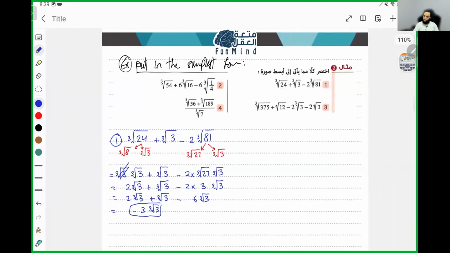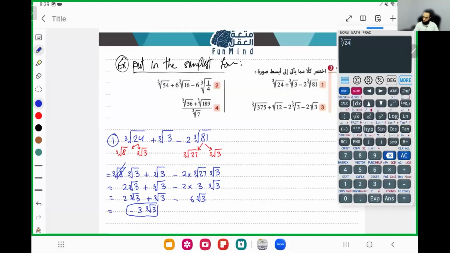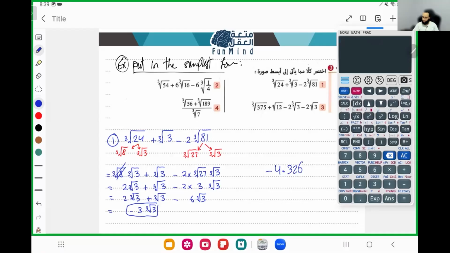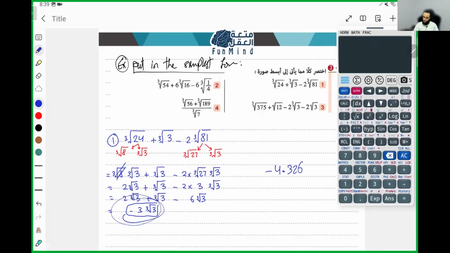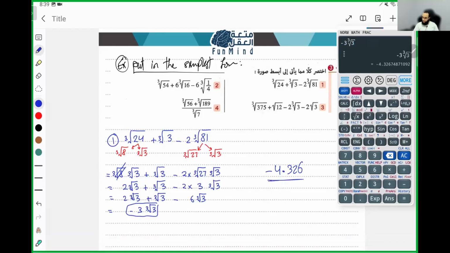If you want to check your answer by the calculator, write in the question. Shift cubic root 24 plus shift cubic root. Take care, it's a cubic root, not a square root. Shift cubic root minus 2 shift cubic root 81. It's negative 4.326. Then write this in the calculator: negative 3 shift cubic root 3. Yes, it's the same decimal, so you are correct. If it's another decimal, you are incorrect. Revise your answer. You got it?